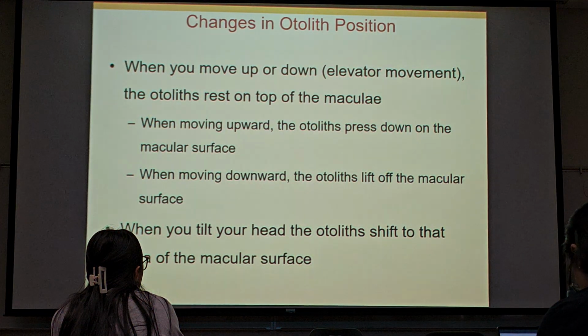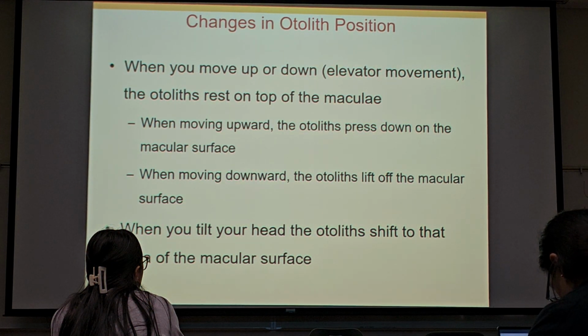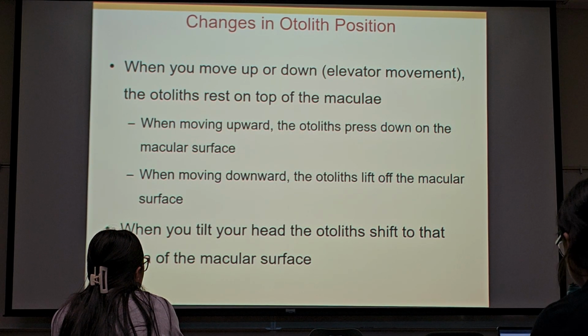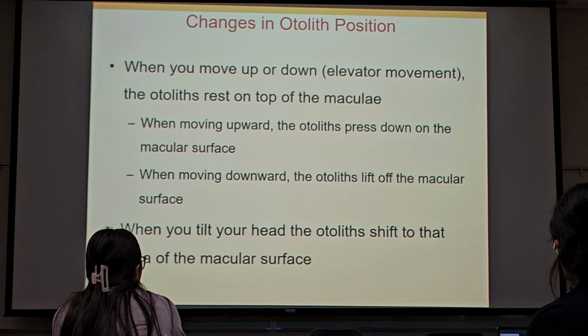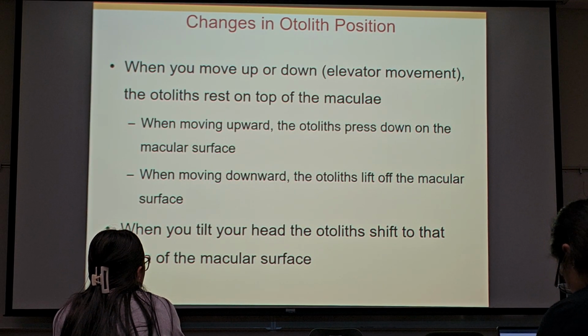When we move up or down, the otoliths that are resting on top press down on the stereocilia and kinocilia when we move up. When we move down, that otolith membrane lifts up off of them.